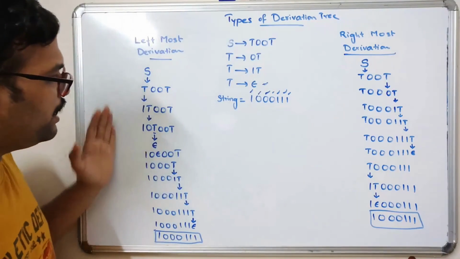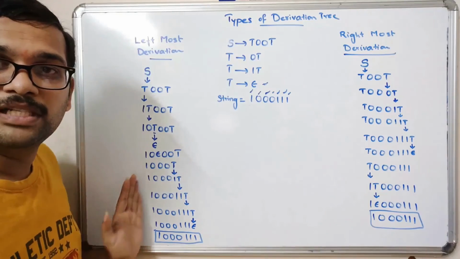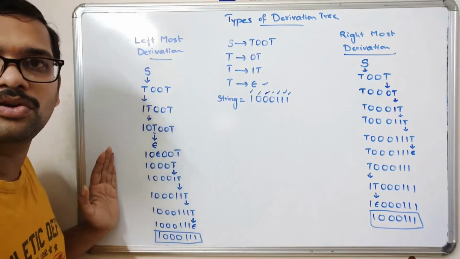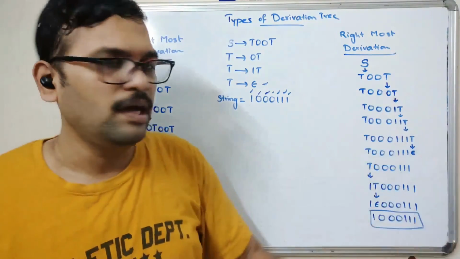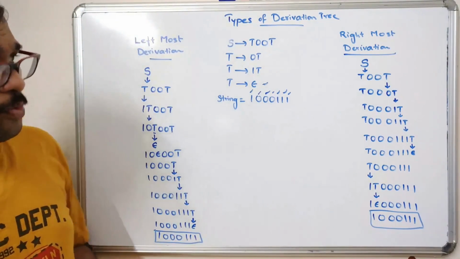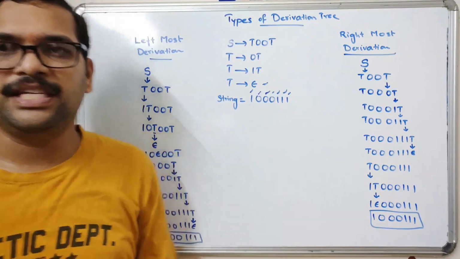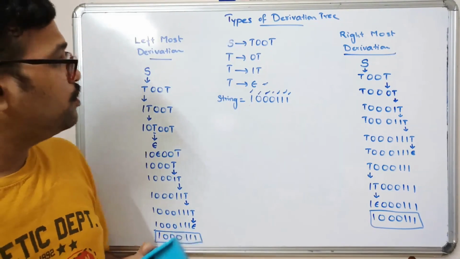So here we derived the string from the leftmost derivation, that means substituting the leftmost non-terminals. Here we are applying from the rightmost non-terminals. Right? So hope you understood. So from this derivation you can simply draw the diagram, that means a tree. Okay, so hope you understood this one.